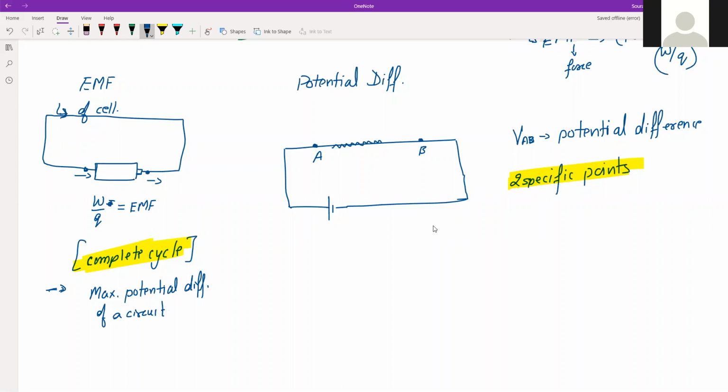You find the potential difference between 2 points, but EMF will always be the maximum. You keep on changing points and find the potential difference, but between the 2 ends of the terminal, whatever the potential difference is, that will be the maximum, which is logical. If you start from here to here, that is what EMF is, and that is the longest path in the circuit. So the total energy consumed will be more. Work done will be more when a charge is traveling from one terminal of the battery to another, that is the complete circuit.